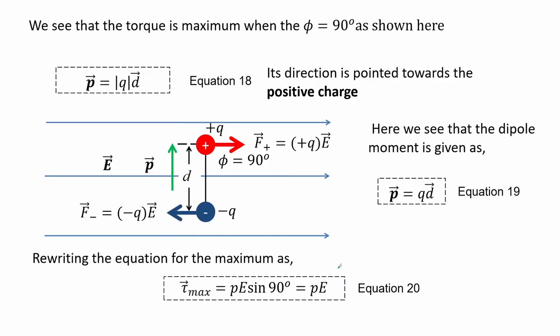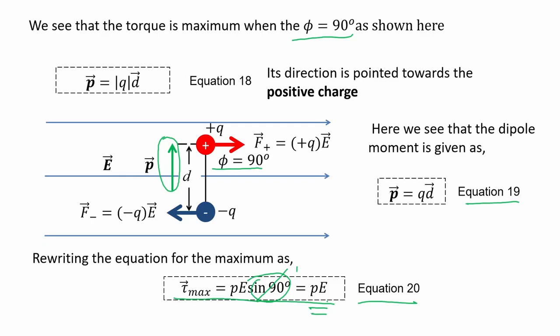We see that the torque is maximum when theta equals 90 degrees, shown here by equation 18, and its direction is also pointed towards the positive charge. Where we see that the dipole moment is given by equation 19, which is just the same. To measure the maximum torque, we see that by substituting the 90 degrees angle we get that it is equal to the dipole moment times the electric field E, as shown in equation 20.